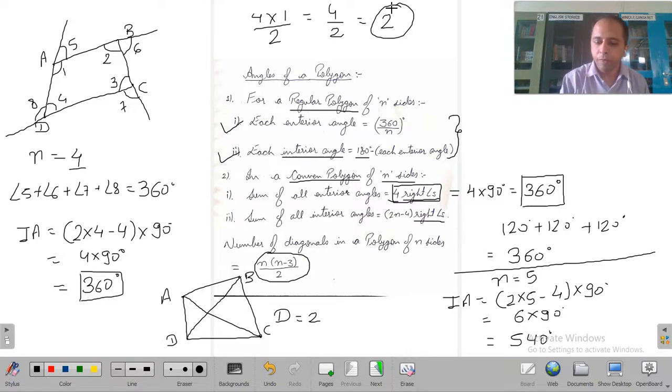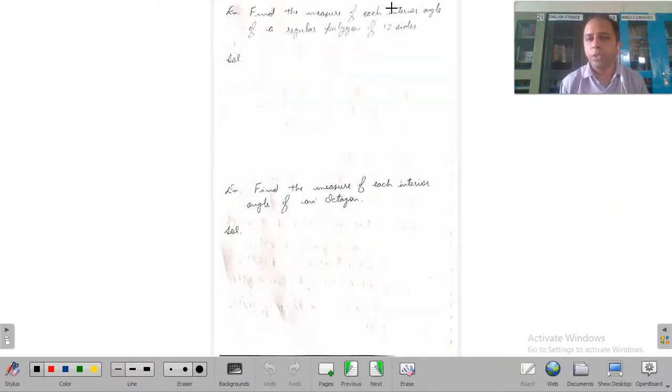Now let's do some questions. Let's look at some examples based on this discussion. Find the measure of each exterior angle of a regular polygon. Now look, the word regular polygon is given here, so you have to apply the formula of a regular polygon for the exterior angle. Now what is the formula of the exterior angle of a polygon?